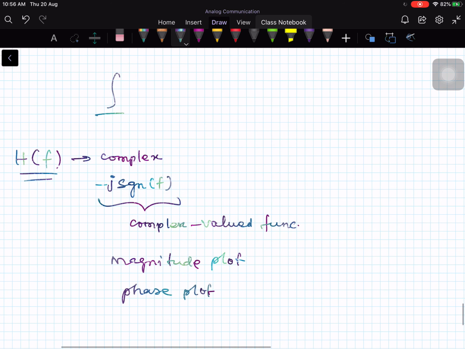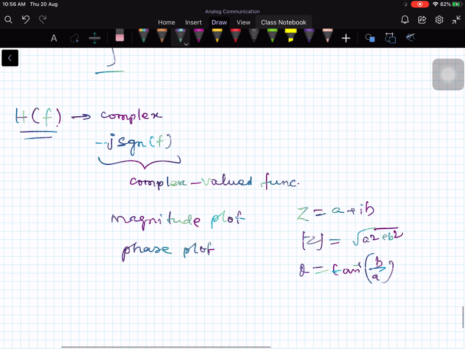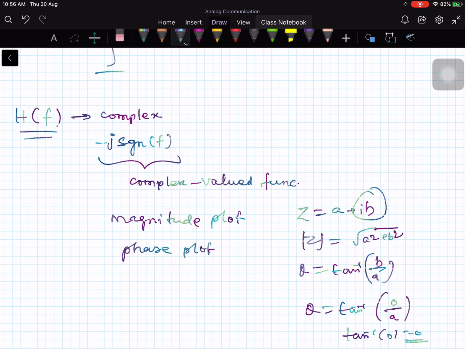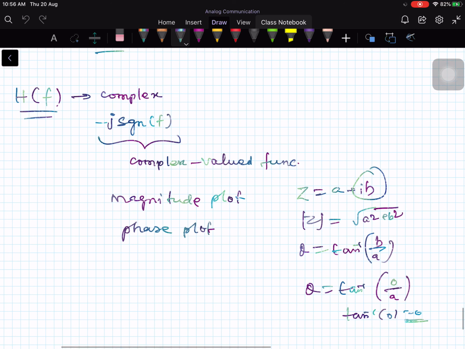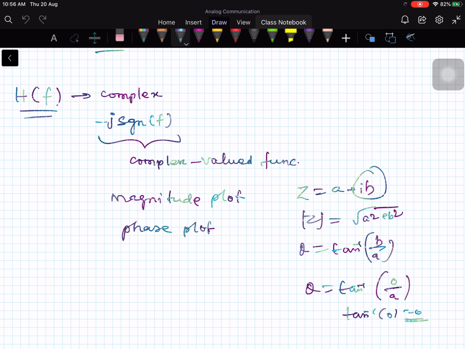After all, if we have, let's say, z equal to a plus ib, then the magnitude, which we know, is equal to square root of a square plus b square, and the phase is equal to tan inverse of b by a. Now, if there is no imaginary part, then what is the phase? Theta is equal to tan inverse of 0 by a. Tan inverse of 0 is again 0, there is no phase. The phase is 0 for all frequency content in the frequency domain. Therefore, the phase plot comes only for complex valued functions, not for real valued functions.